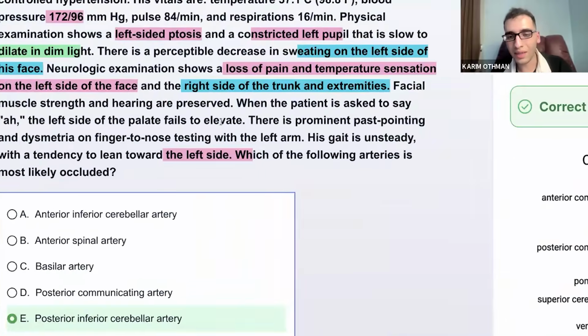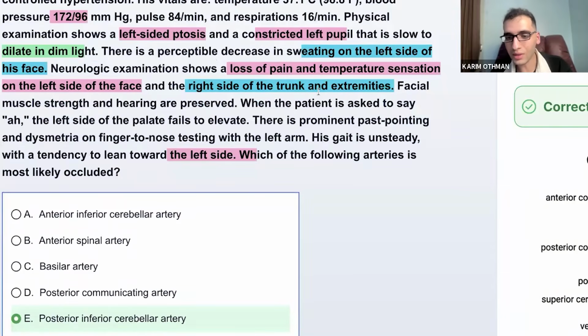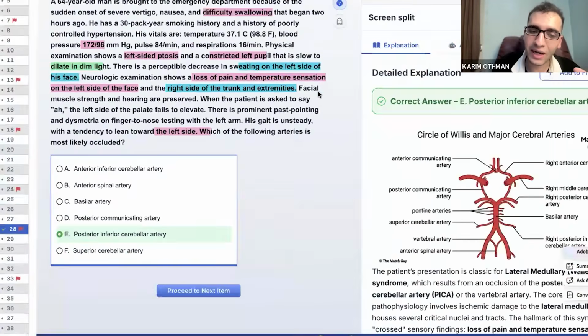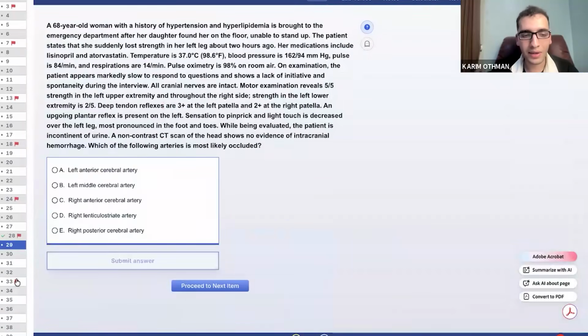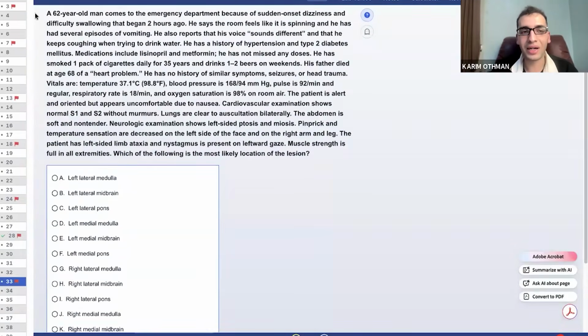So here the problem is in the right side of the body, so it would be affecting the left side of the brainstem itself, ipsilateral to the face. So the problem here would be in the left posterior inferior cerebellar artery. Okay, now let's see another question and try to answer it.